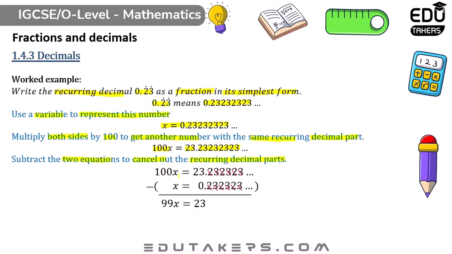Now subtract the two equations to cancel out the recurring decimal parts. So 100x equals 23.2323 and so on, and x equals 0.2323 and so on. So now we just subtract this equation from this. So it will be 100x minus x equals 99x equals, this recurring part will be cancelled, and 23 minus 0 equals 23. Now divide both sides by 99. It will be x equals 23 over 99.